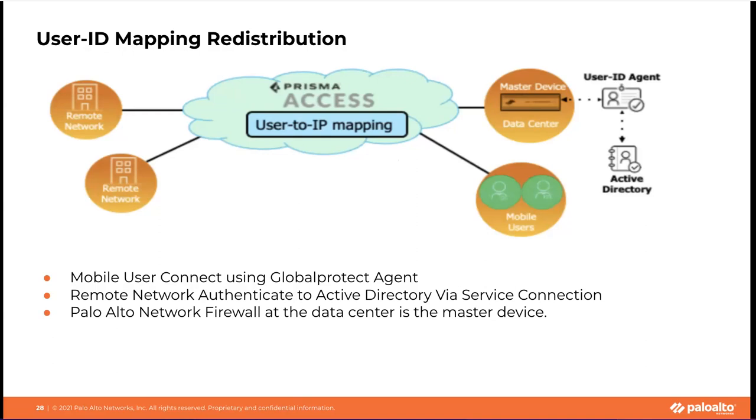So in this architecture, there are some conditions to consider. The master device at the data center has all the users to IP mapping from remote networks in the data center. And the master device at the data center does not have the users to IP mapping from the mobile users. Prisma Access has the user to IP mappings from mobile users. And Prisma Access does not have the users to IP mapping from the device at the data center. So before the Prisma Access can enforce policy with the user's name, all users to IP mappings must be redistributed.